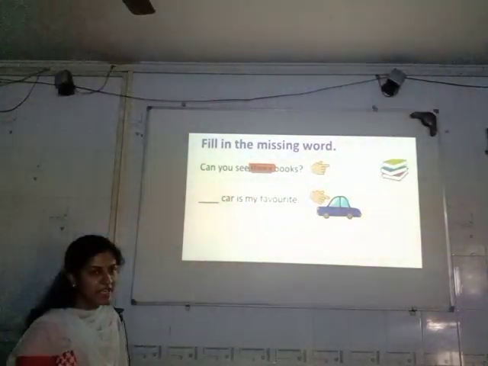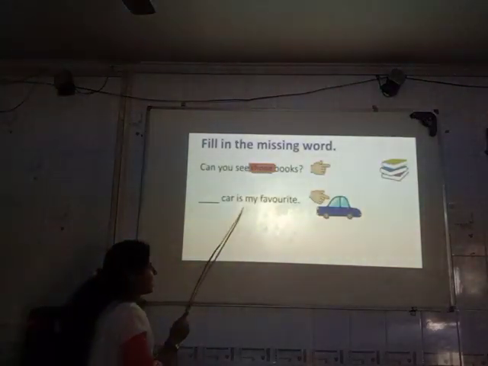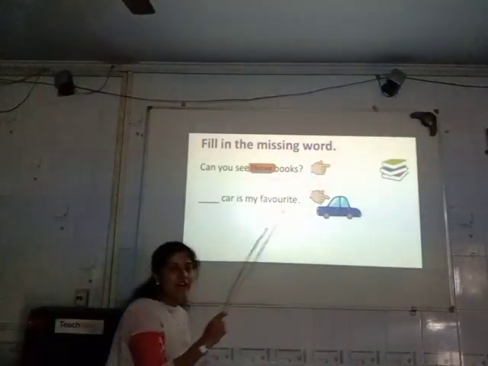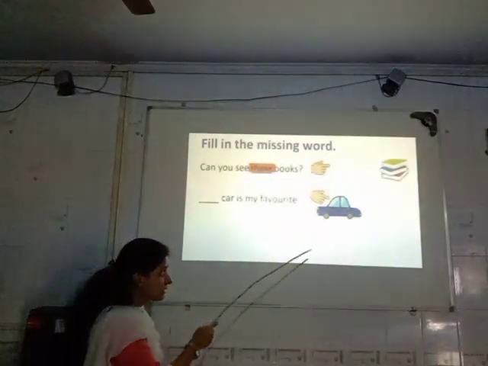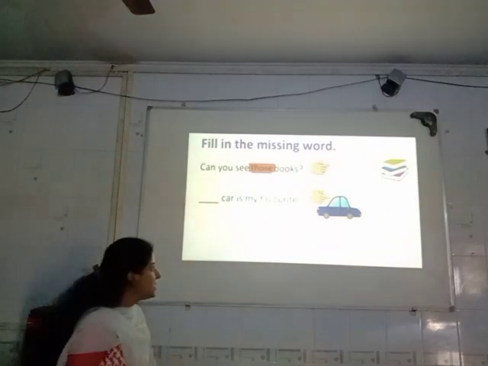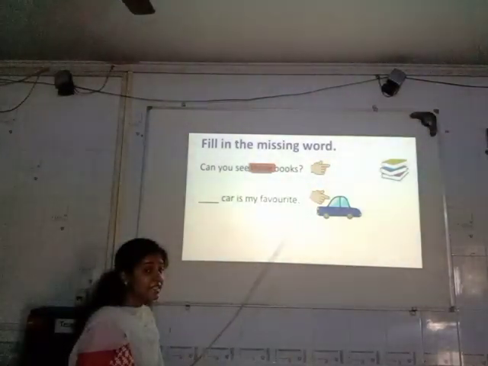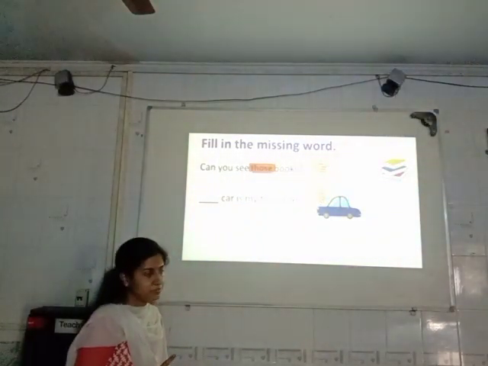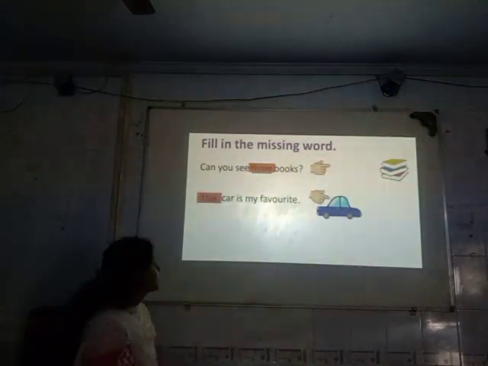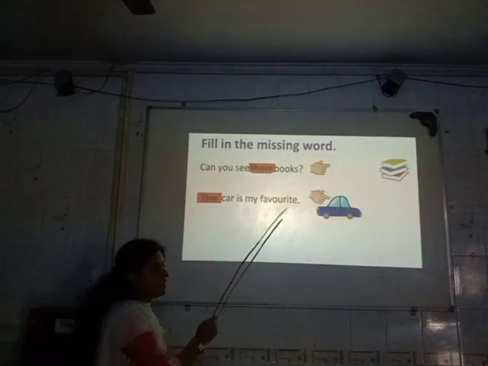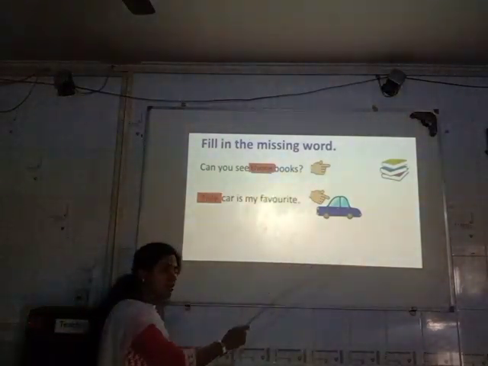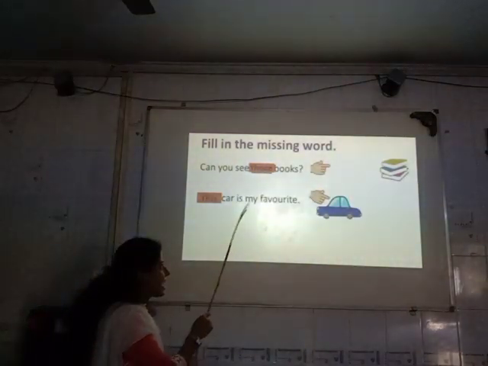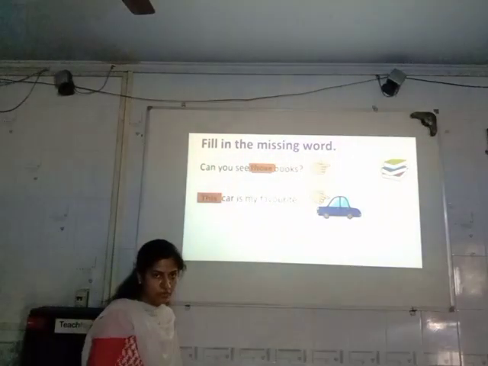Understood? Now see the next. Dash car is my favorite. Now see, is the car near to us or far from us? It is near. So what will come here? This, that, these or those. It is only singular. So this car is my favorite, because it is near to us and it is singular. So this car is my favorite.